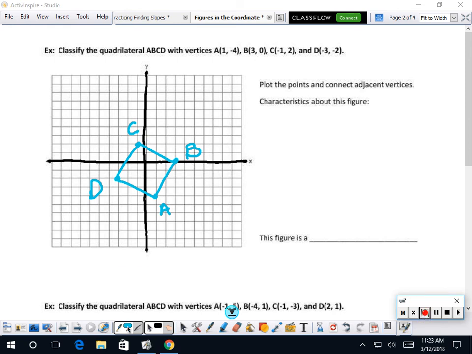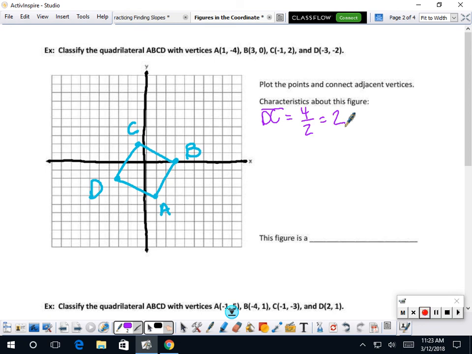Let's start with DC. So for the slope from D to C, I'm going to rise 1, 2, 3, 4, and I'm going to run 2. And the fraction 4 over 2 reduces to 2. That's the first line, the slope is 2.